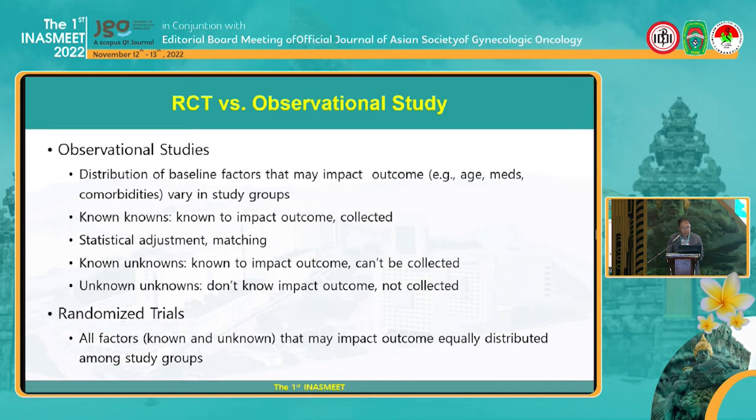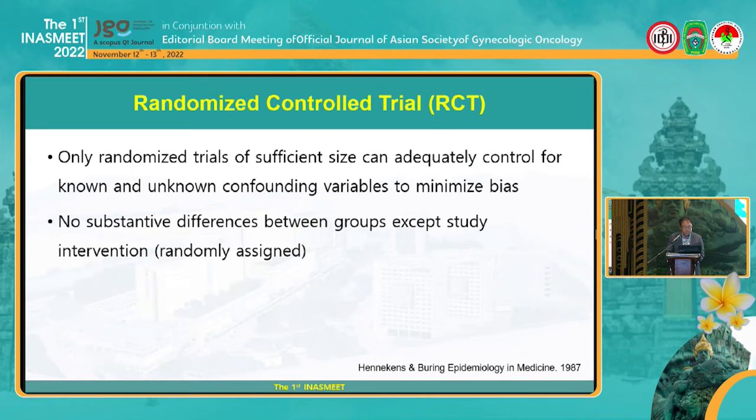The only way to eliminate this difference is to allocate each individual to one or other intervention at random. Only a randomized controlled trial of a sufficient population size can adequately control for known and unknown confounding variables to minimize bias. There are no substantive differences between groups except the study intervention in a randomized controlled trial.